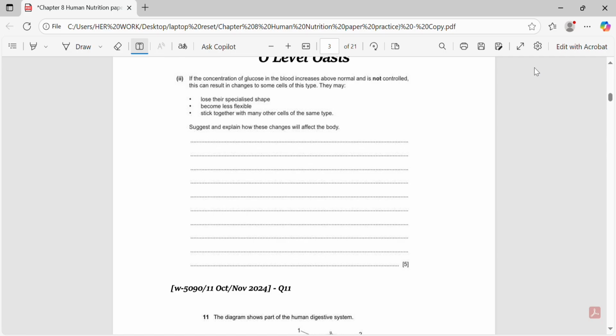So, this question is talking about red blood cells, which are responsible for carrying oxygen in the blood. If high blood glucose damages them, they may lose their shape, meaning they won't function properly. We're asked to suggest and explain the effects on the body, so we're going to describe the consequences of these red blood cell changes, using physiological reasoning.